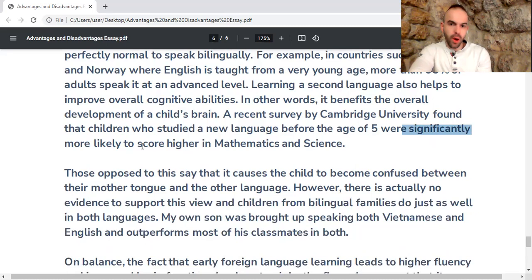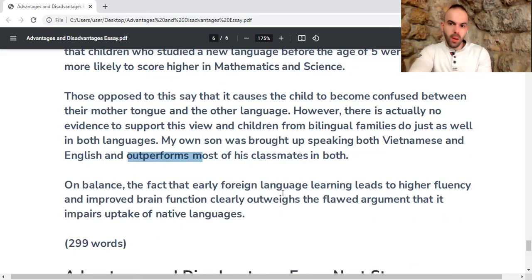What else? We have score higher is a good word. Mother tongue instead of native tongue. You can use even mother tongue. Bilingual families. Brought up or was brought up, outperforms when you supersede someone. And yeah, I've explained these vocabularies in the conclusion.